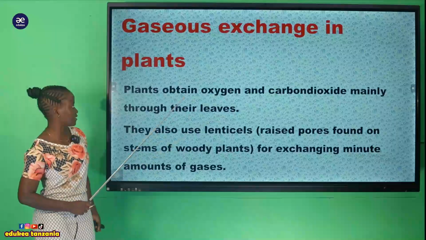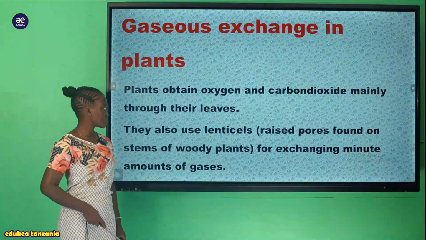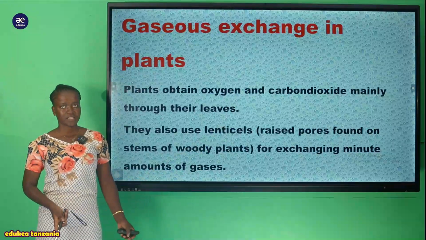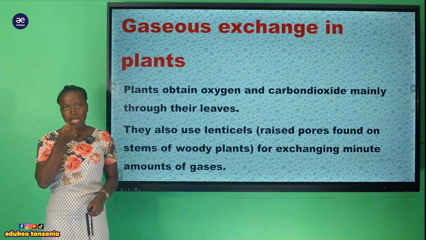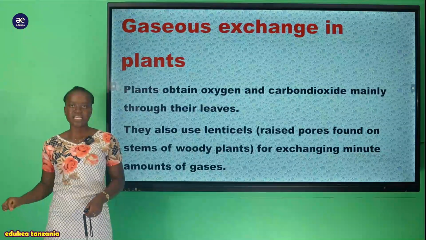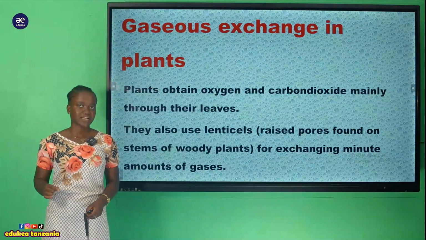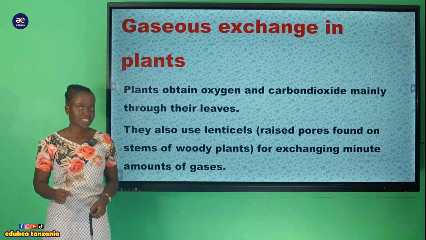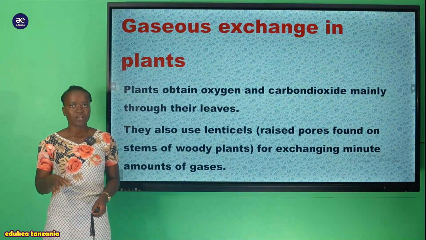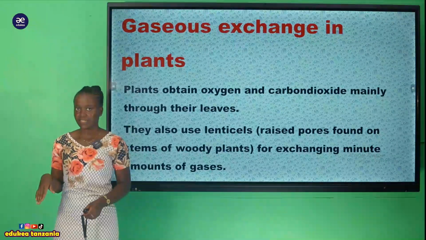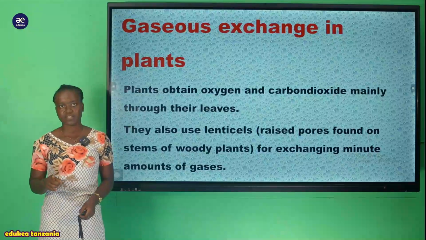So we are saying that plants obtain oxygen and carbon dioxide mainly through their leaves. So the leaf just acts as a respiratory organ, ambapo sasa ile oxygen ina tend to leave through the leaves and carbon dioxide ina enter through the leaves. Tuseme kwamba kwenye normal sense, kwenye human, kwa mfano tunasema human they just use the lungs. Sasa lungs ambazo zipo kwenye plant ni leaves.